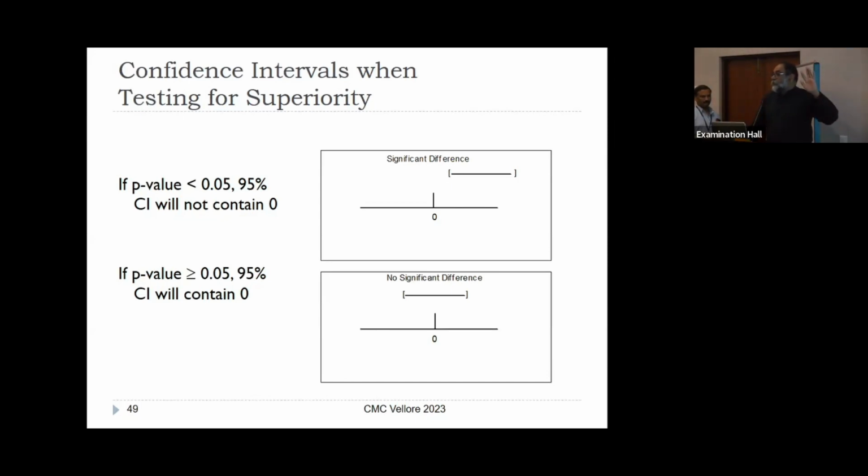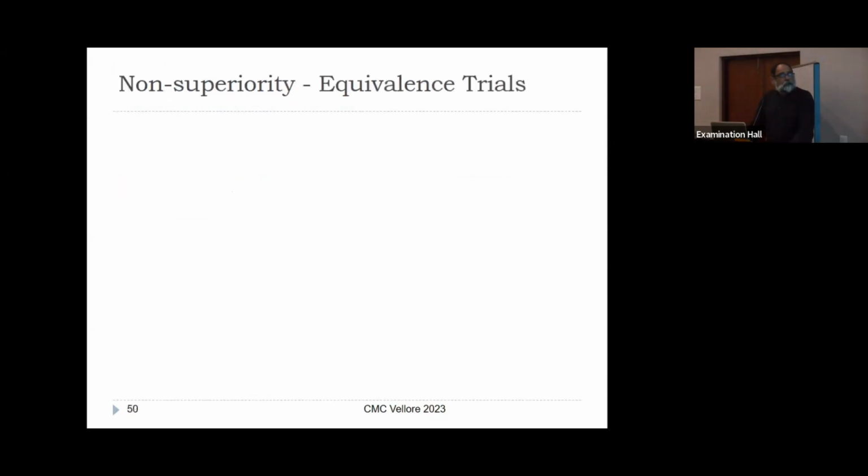This is what we do, probably 80%, 90% of all clinical trials are looking for superiority. But sometimes you are not interested in the hypothesis of superiority. You just want to show that it is equivalent to something else.